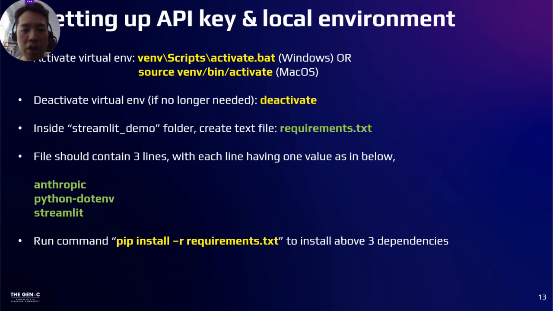Inside the Streamlit demo folder, you need to create a text file named requirements.txt, and it should follow the naming requirement. The file itself should contain 3 lines, with each line having one value as shown below, which is anthropic, python-dotenv and streamlit. Then you will run the command pip install -r requirements.txt to install the above 3 dependencies. You can think of these dependencies as libraries which your code will require in order to execute.